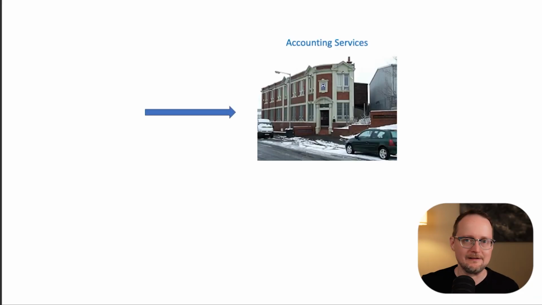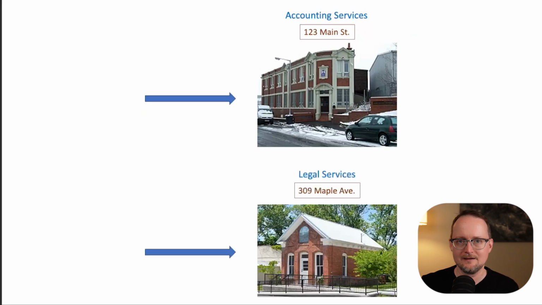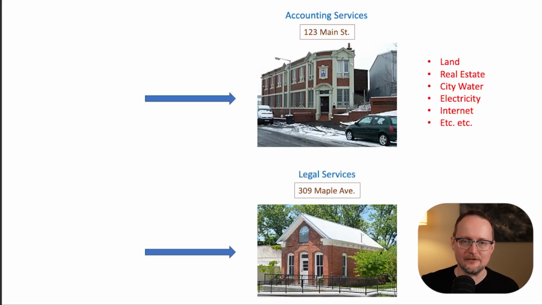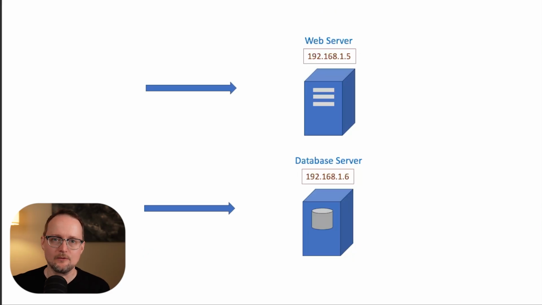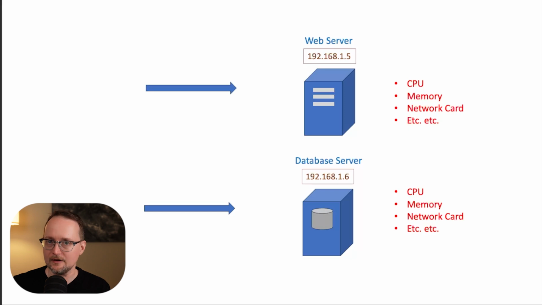Let's say you have a business and you need accounting services. Maybe you live in a small town, so you go to visit your local accountant located at this address. You may also need legal services, so you go to visit your attorney on the other side of town. Now, the downside of having services in separate buildings is you have to duplicate a lot of infrastructure, things like land, real estate, electricity, water, and other utilities. And this is the same situation when you have services running on separate computers. You now have to duplicate the infrastructure or the equipment, and this can get really costly, especially if the services don't use a lot of resources.